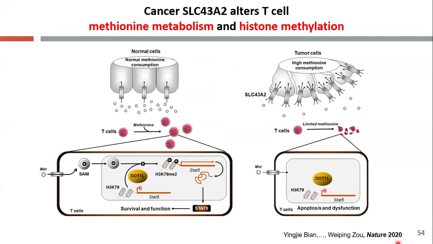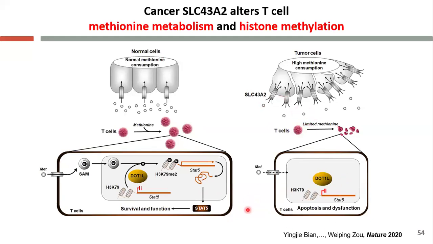So talking about the metabolic competition between the tumor cells as well as the immune cells. What they found is that the methionine metabolism is also important for the immunotherapy. Basically, the tumor cell can upregulate the methionine transporter, called SLC43A2, and compete with the T cell for the methionine uptake.